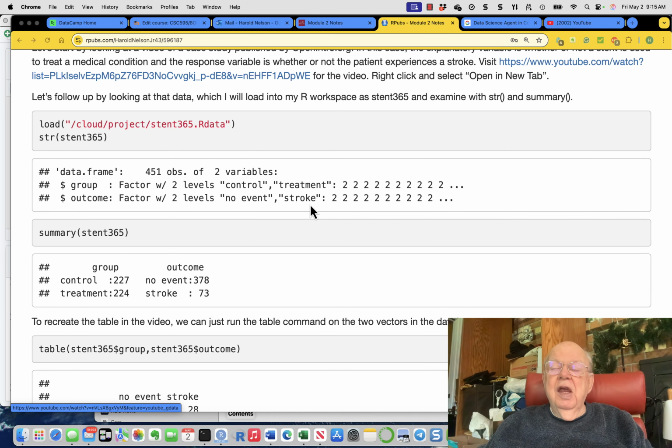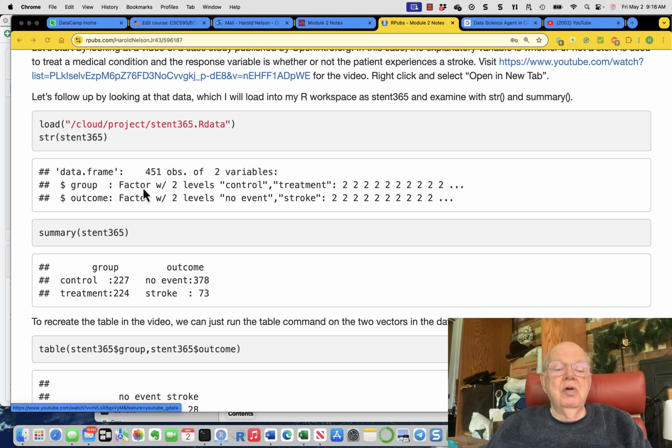The data is actually available in Canvas if you want to look at it. After I've loaded the data frame, which is called Stent 365, I do an str. str is the standard command for the structure of something. It says that it's a data frame with 451 observations of 2 variables. So every person in this study is identified with 2 different categorical variables.